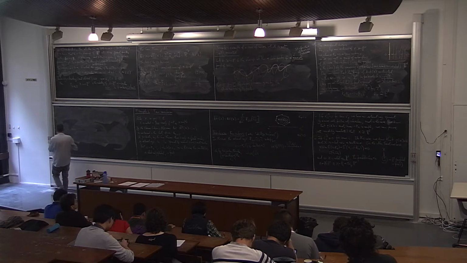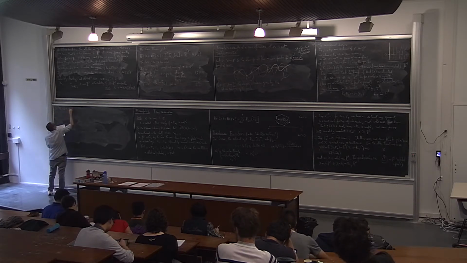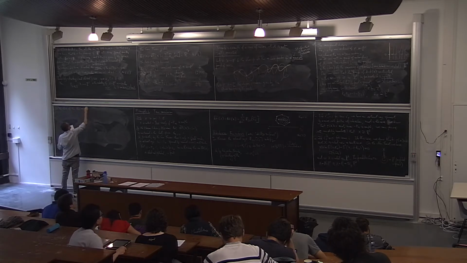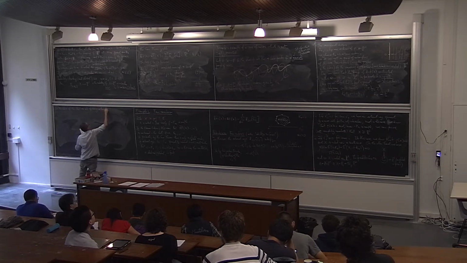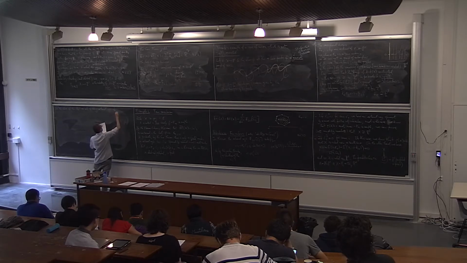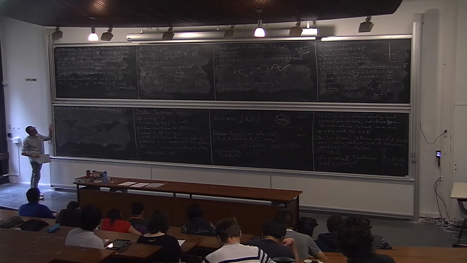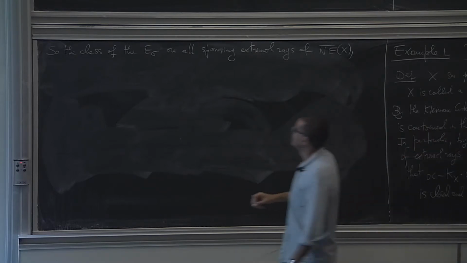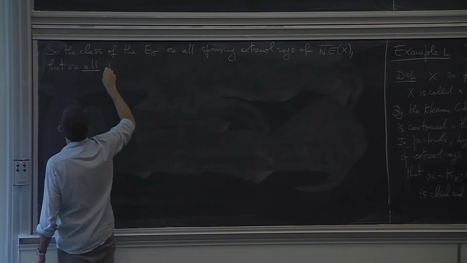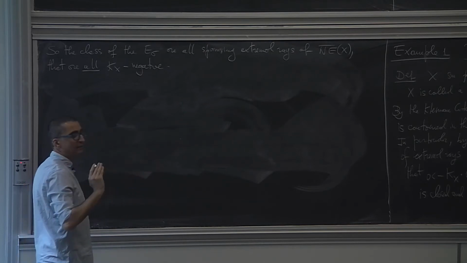Okay. So the classes of the E sigma are all spanning extremal rays in NE of X. And we know by the Cone Theorem that these extremal rays, the only possibility, they are KX negative extremal rays. Yes, KX · E sigma is -1, so they are KX negative extremal rays, that are all KX negative. By the Mori cone theorem, the only possibility is that such rays accumulate on the hyperplane KX orthogonal.